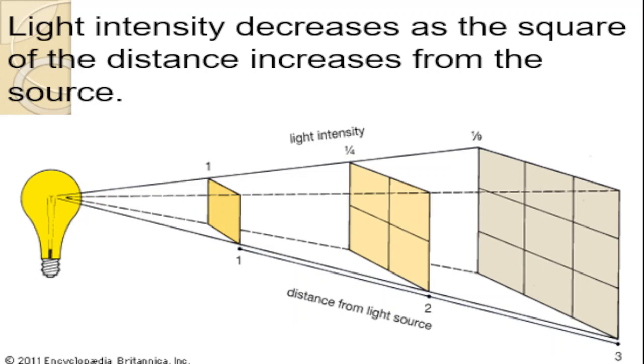So from this example, nakita niyo liwanag is concentrated on this area only. When you go further, the light now covers up to 4 squares. And then as you go further, it covers 9 squares. So the intensity of light lessens as you go farther from the source.